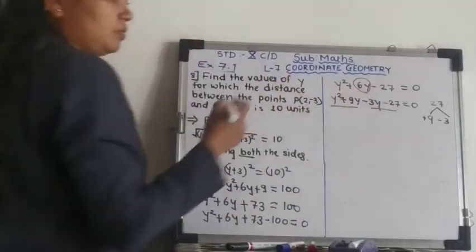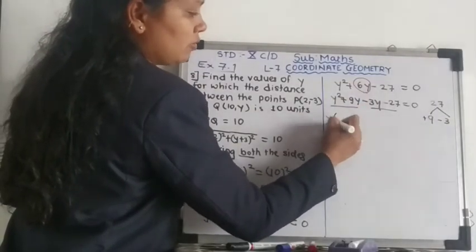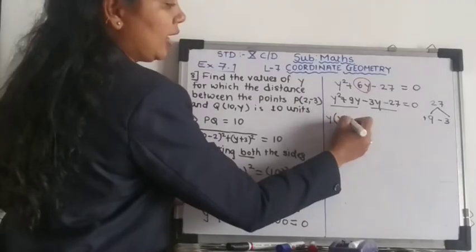Now, two groups, right? So take the common factor out. Here y we will take outside. So y plus 9.